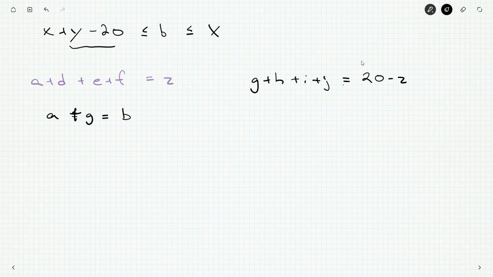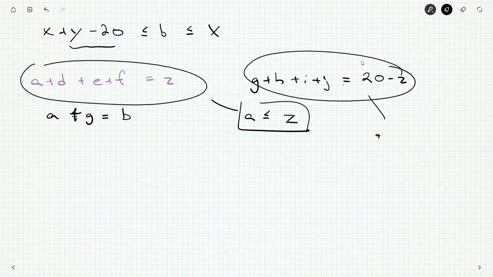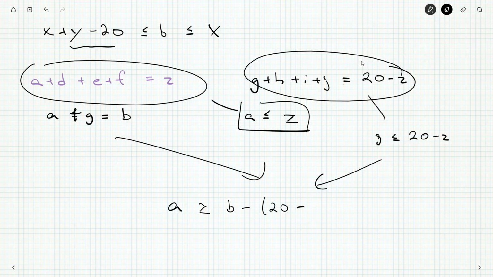Okay. Now this one right here tells me A is less than or equal to Z. I think the best A can be is Z, and that's the maximum. We'll draw a tree to prove that in a moment. But let's get close to that minimum. So A plus G is equal to B. But this line here tells me G is less than or equal to 20 minus Z. And combining these two facts, we get A is greater than or equal to B minus (20 minus Z).